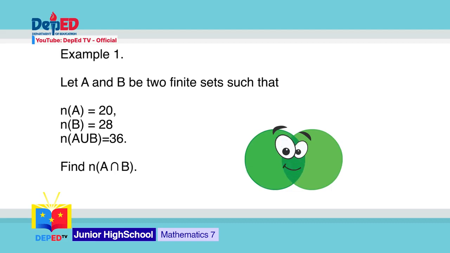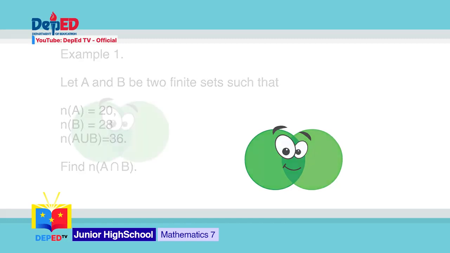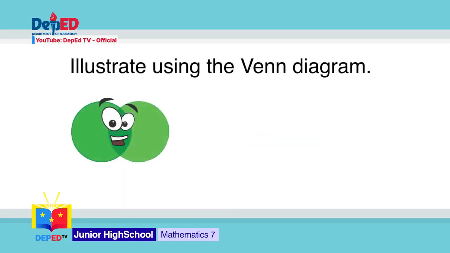As specified in the problem, the following are known values. First, n of A, which is equal to 20. Second, we also know that n of B is 28. And that, lastly, n of A union B is equal to 36. The problem asks for you to find the cardinality of A intersection B. This is where we do the second step. Illustrate using the Venn diagram.